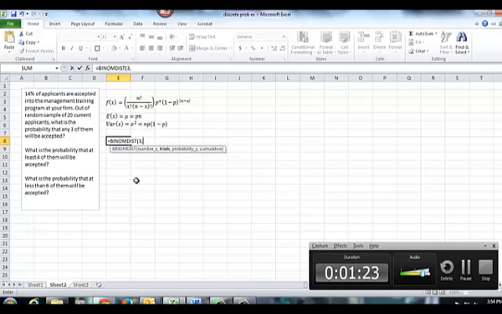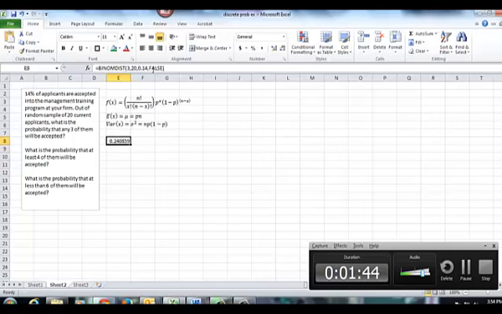I selected a random sample of 20, so the number of trials, the number of potential acceptances, is 20. Then the probability of success is 14% probability of getting accepted, comma, false. So the probability that any 3 out of 20 randomly selected applicants will be selected is 24.09%.